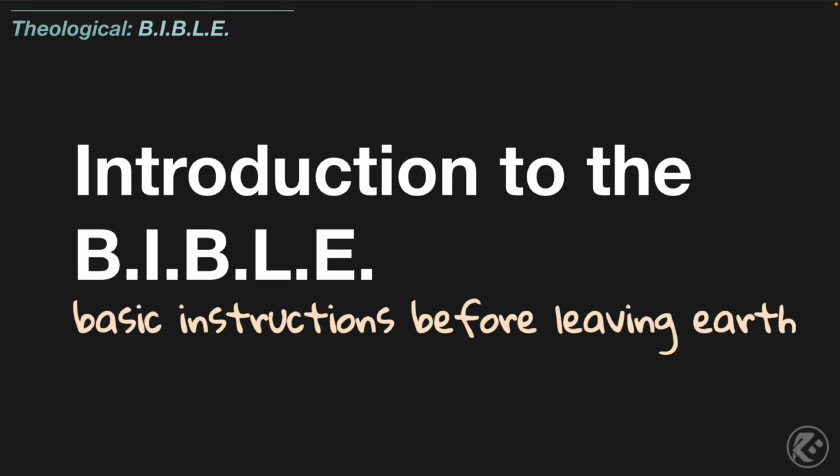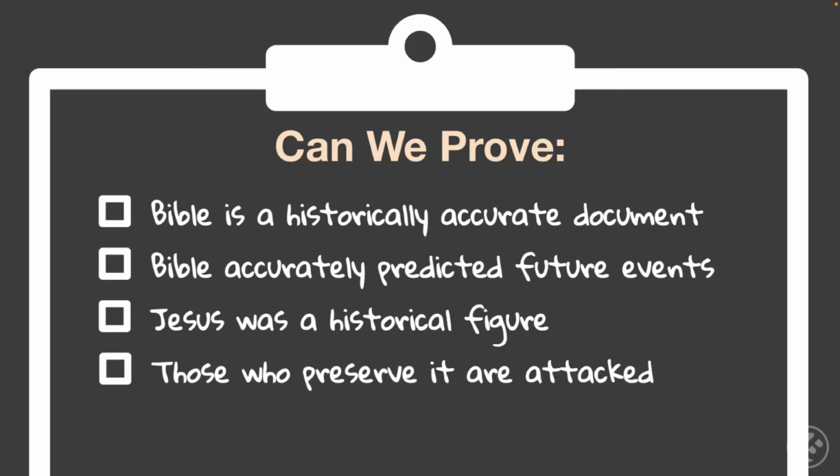It also is a love story that shows the love that God has for his people, even when we rebel against him. And so the question typically becomes, what's the difference between the Bible and the Quran, or things like this? I think what we have with the Bible that no other book can say is that it's historically accurate, right? It has predicted future events. We can also prove that Jesus was a historical figure, and we can even show that those who have tried to preserve the Bible have been attacked.